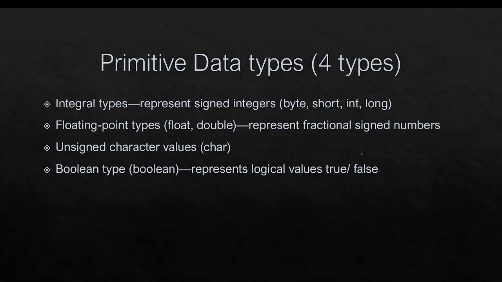Java has four primitive data types. Integer types represent signed integer values: byte, short, int, long. Floating point types, float or double, represent floating point signed numbers. Unsigned character values, char, like small a, small b, small zero, star. Boolean data types only represent two values, true and false. Byte is of 1 byte, short is of 2 bytes, integer is of 4 bytes, and long is of 8 bytes.